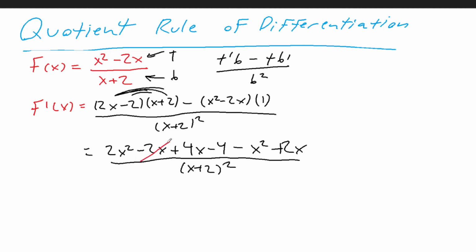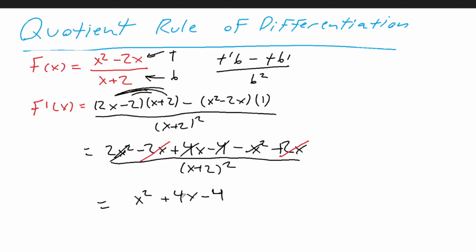So we have minus 2x and plus 2x, so we can cancel those. And then it doesn't look like there's anything else we can really cancel. It's just things we can combine. So 2x squared minus x squared is just x squared. So those are done. And then we have plus 4x, and then minus 4. So we got all the terms on the top done.